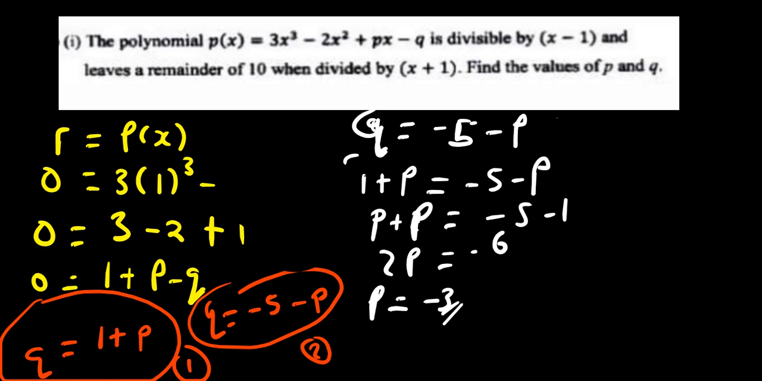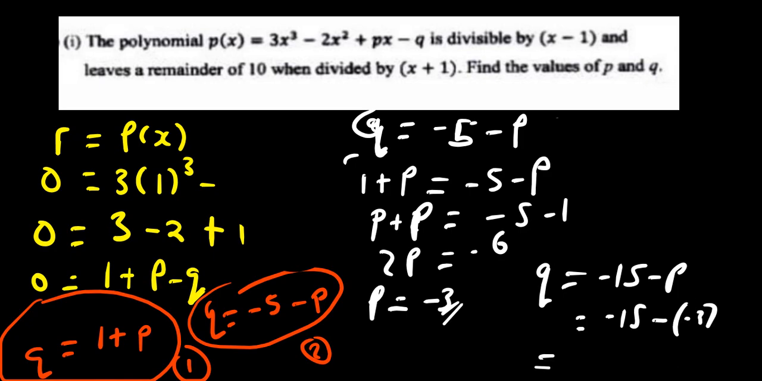Now how do you find q? q equals negative 5 minus p, which is negative 5 minus our p, negative 3. So negative 5 plus 3 gives us negative 2. Okay, so this is how we solve polynomials.